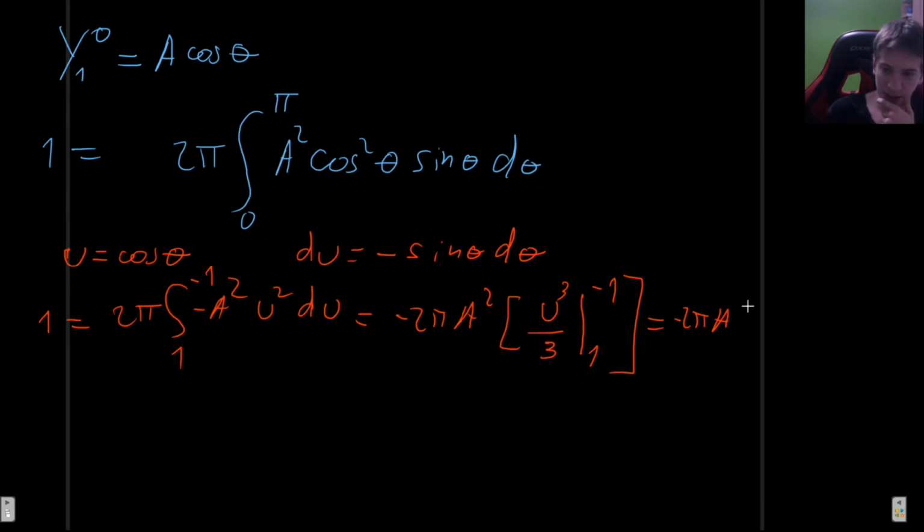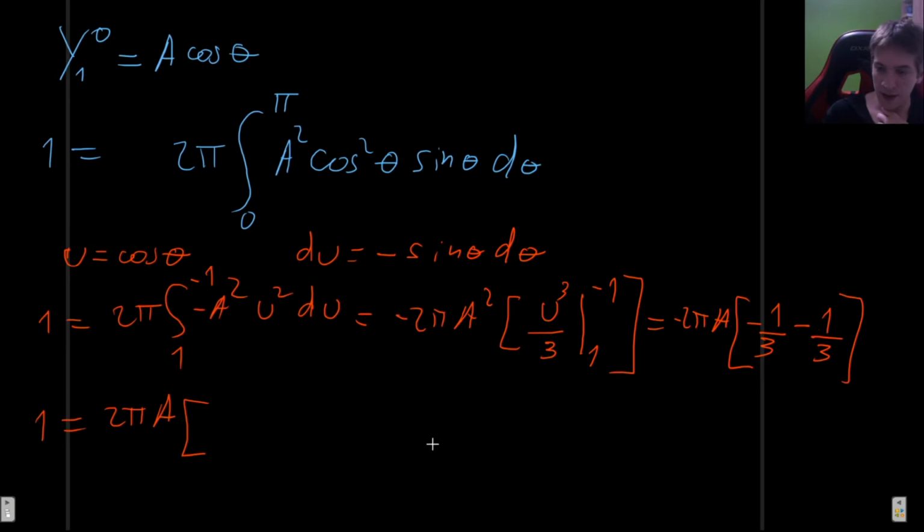We get minus 2 pi A squared. So when we evaluate this at minus 1, we get minus 1 divided by 3, minus evaluating this at 1, so we get 1/3, but it already had the minus sign in front. So the two minus signs can go out and cancel the minus sign that is up front. And we get 2 pi A squared, and this is just going to be times 2/3. This is A squared, by the way. I don't know why I dropped the squared.